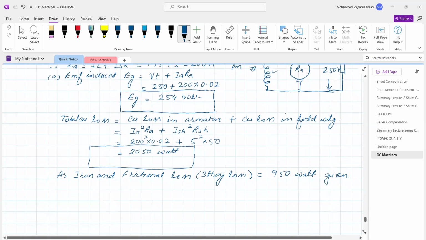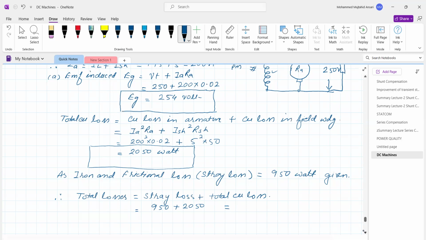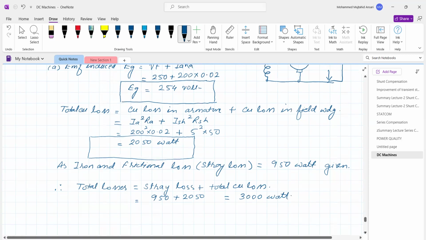Okay. Therefore, the total loss is equal to stray loss plus total Cu loss, which is equal to 950 plus the total copper losses of 2050 watt, and it is equal to 3000 watt. The total losses in the generator are 3000 watt. So here the total losses are now ready.